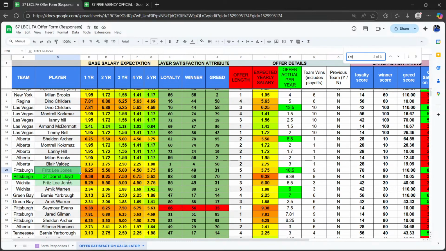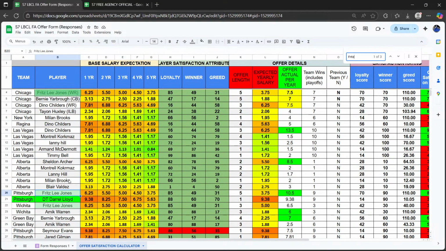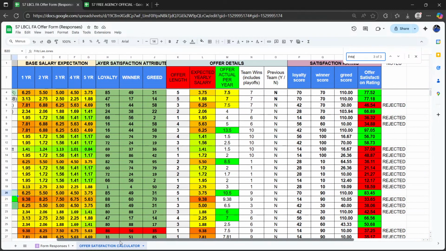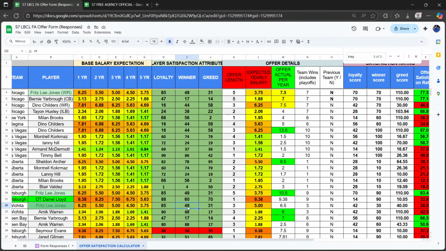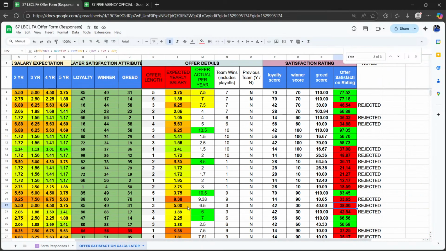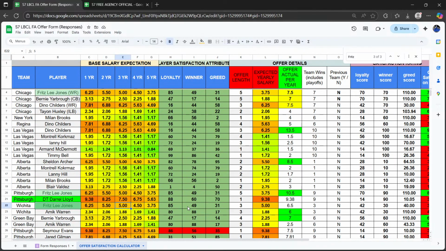All right, let's do a quick Fritz. Looks like we had 3 deals on Fritz. I'm going to tell you right now that Pittsburgh won it. Wichita, sorry, bro. Fritz did not like your offer at all. 3 years, $5 million. He said no thank you to that. But he said yes, please, to 5 years, 10.5 in Pittsburgh.